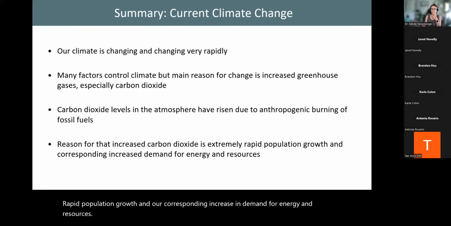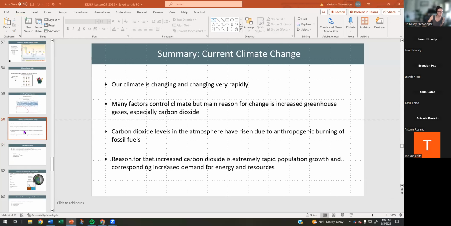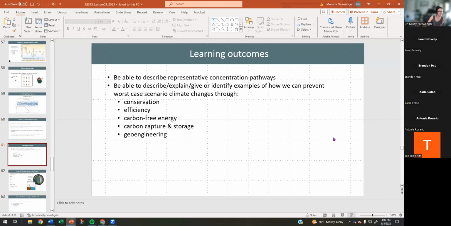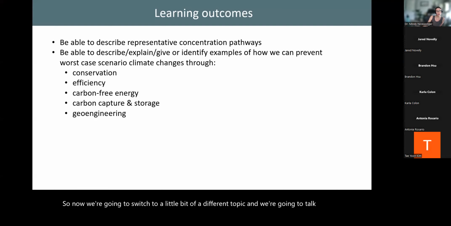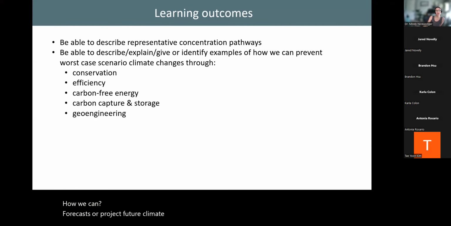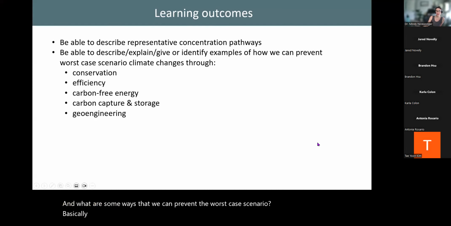All right, so let's just see where we're at. Now we're going to switch to a little bit of a different topic, and we're going to talk about how we can forecast or project future climate, and what are some ways that we can prevent the worst case scenario. Basically changing our lifestyles. What are those ways?